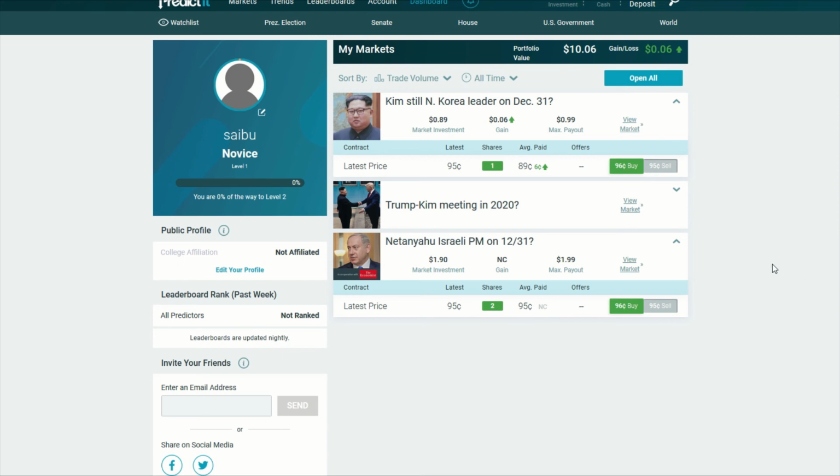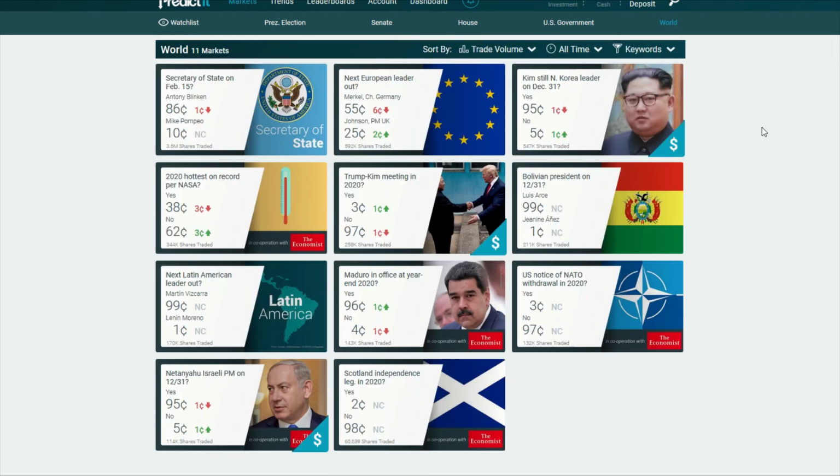Now, obviously I could have placed riskier bets, but I wanted to put my money on low risk bets. So that's why I've put my money in these 2 investments, so to speak. Now, there are many different things you guys can bet on. So we've already kind of gone through the whole world tab. You could also see next European leader out. Would that be Angela Merkel or PM Johnson from UK? So there are many different things you can bet on.